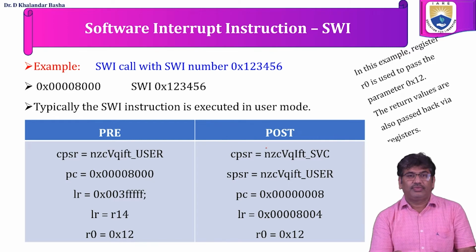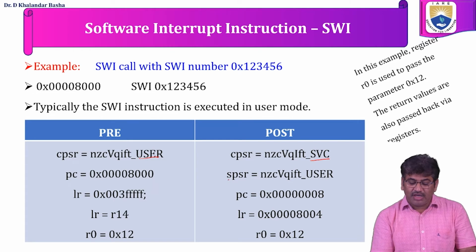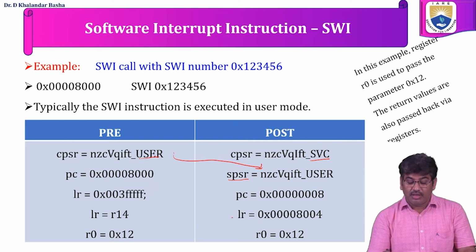So after execution, the CPSR will be changed from user privilege to SVC. Then the SPSR is loaded with the previous CPSR. The PC is loaded with the offset value 8. The LR will hold the address of the next instruction, as the SWI instruction consists of 4 bytes. So the LR is loaded with 8004. The R0, that is the parameter passed for the SWI instruction, holds the value 12H.